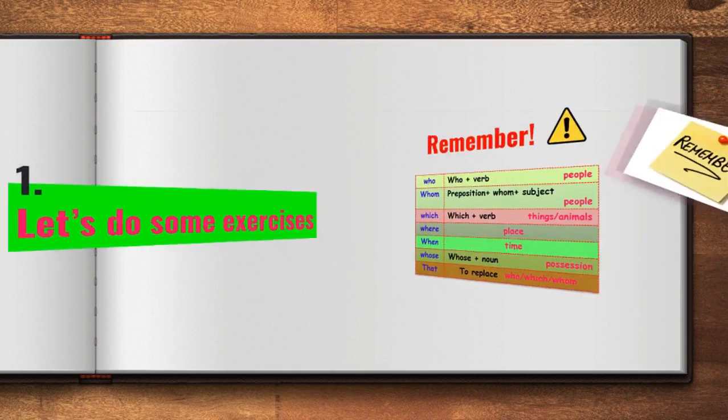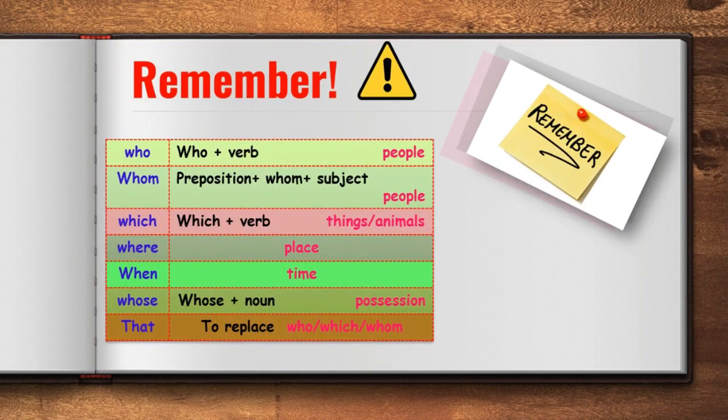Before we go to do the exercises, I want you to remember this. We use the relative pronoun who plus verb to refer to people. Whom, sometimes we've got a preposition, sometimes not, but it is often a preposition plus whom plus subject. We use it to refer to people as objects. Which is always followed by a verb, or it can also be followed by a subject, and it refers to things or animals.